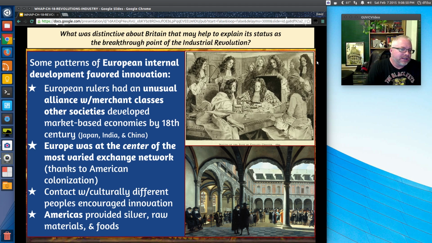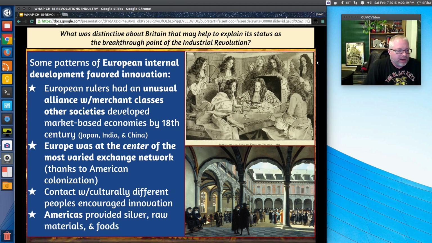So Europe is at the center of this, but Japan, India, and China are developing market-based economies. Maybe not merchant class situations. Do the Chinese like merchants? Do they favor merchants? No, never. Even though merchants may be higher on the money scale and the social status scale, they're below peasants and farmers in China. So that's a big deal.